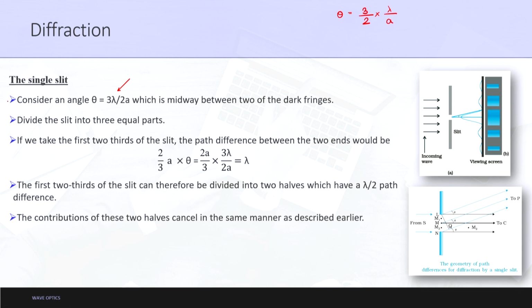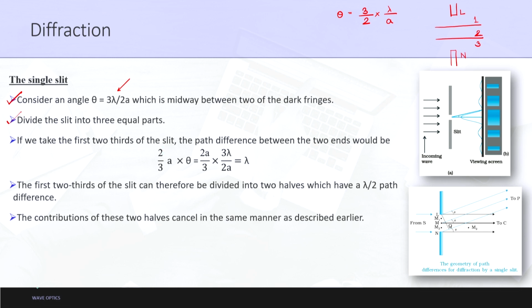So divide the slit into 3 equal parts. We had this slit, let us say this is the slit being talked about, with this as L and this as N, and now we are dividing it into 3 parts like this. These are the 3 parts of the slit: the first part here, the second part here, and the third part here. Now if we take the first 2/3 of the slit, let me change the color.